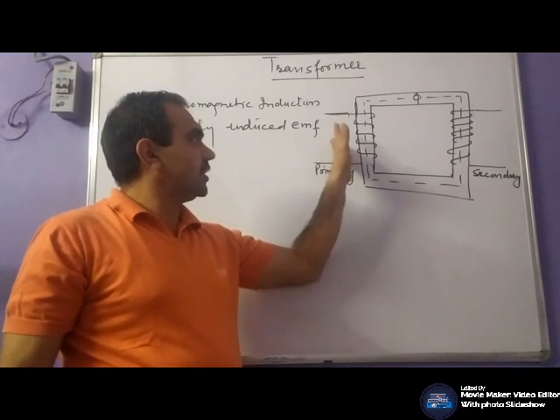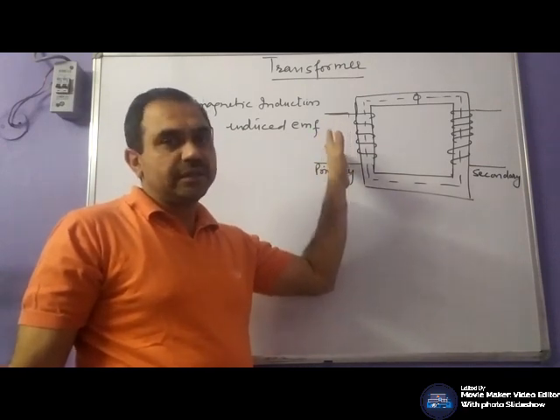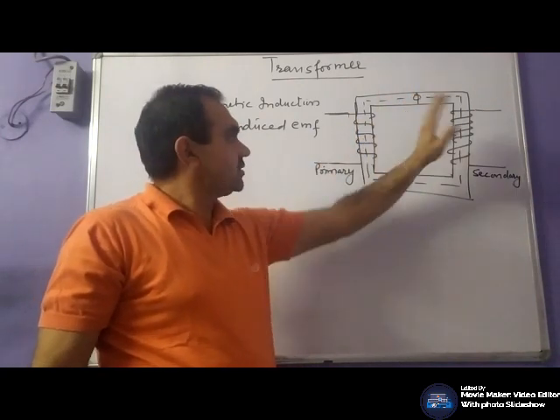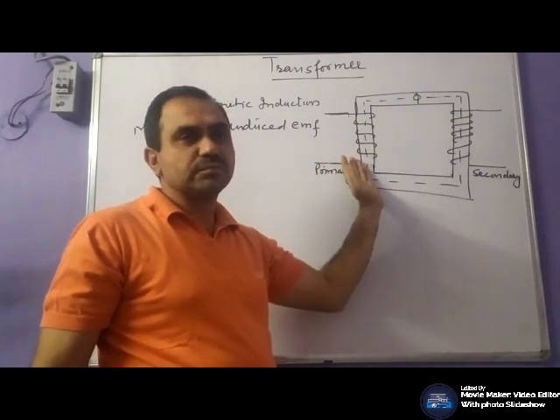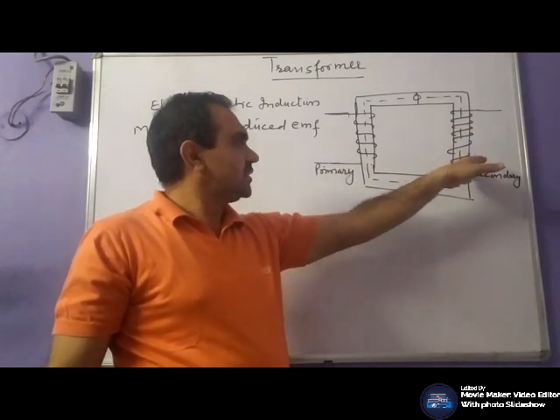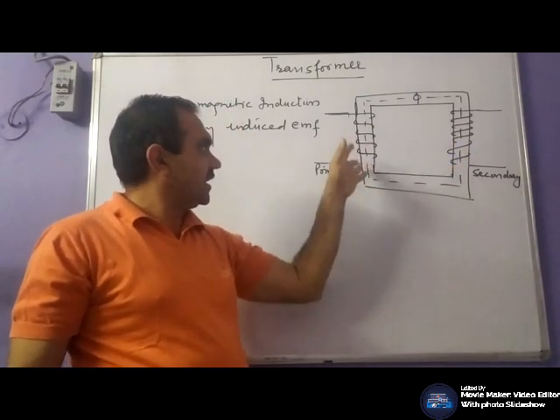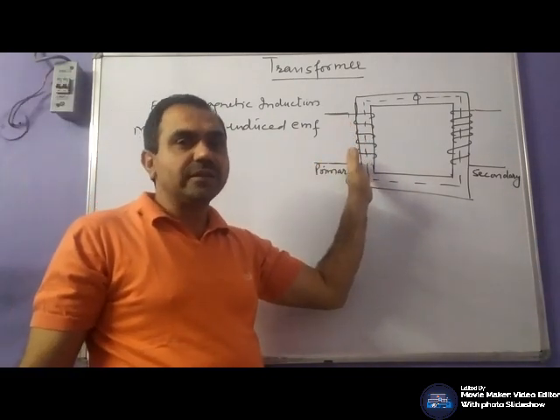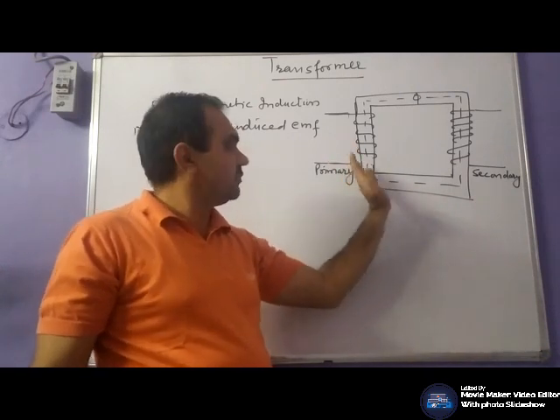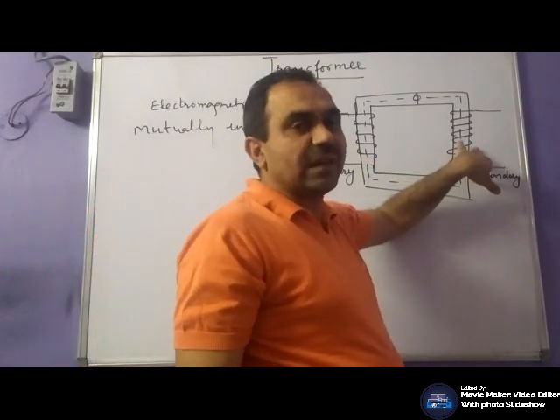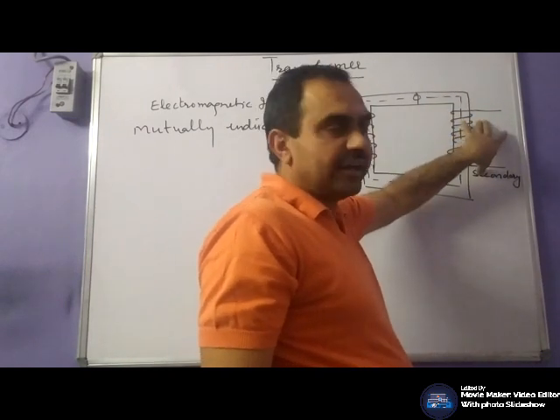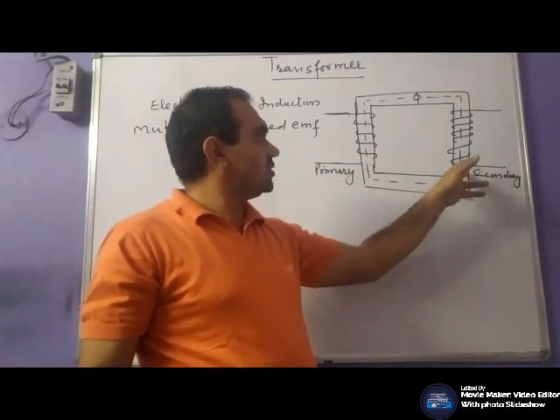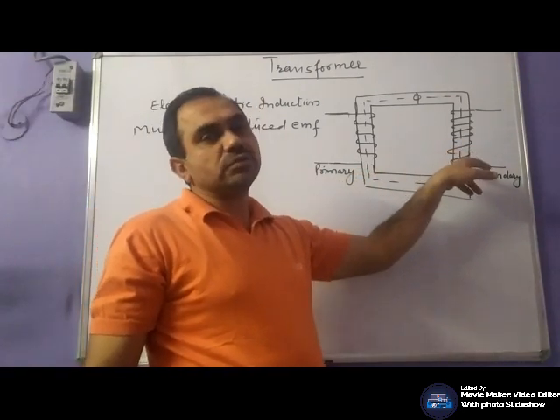Whenever we apply an alternating voltage to the primary side, an alternating magnetic flux would be established which links both the windings, primary winding as well as secondary winding. As magnetic flux is linking with the primary winding, EMF will be induced in the primary winding which is known as self-induced EMF, and as the same flux is also linking with the secondary winding, EMF will be induced in the secondary winding, and that EMF induced is known as mutually induced EMF.